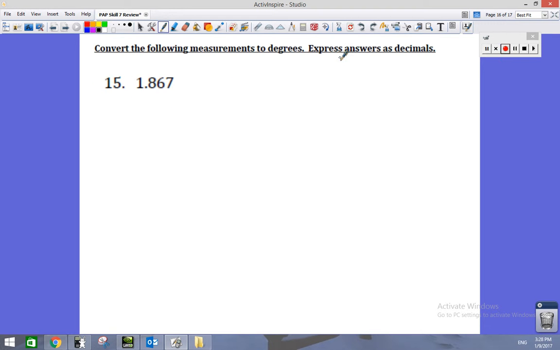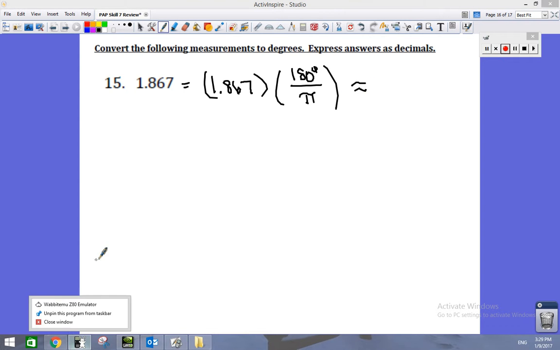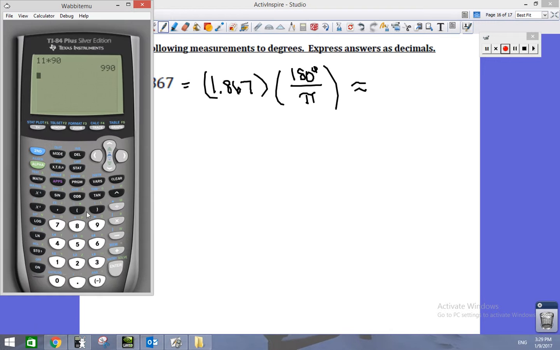Okay, now I will have to approximate it with a decimal. Let's take this 1.867, sorry. And since I want degrees, multiply it like we did the others, 180 degrees divided by pi. But we'll let the calculator handle the decimal representation of pi, and we'll set the calculator to round to 3 decimals. So let's open up our calculator.